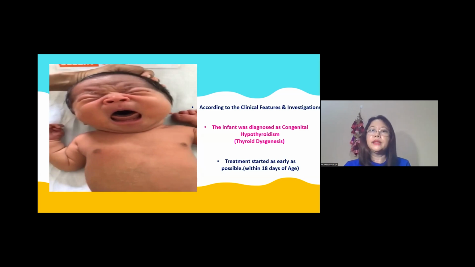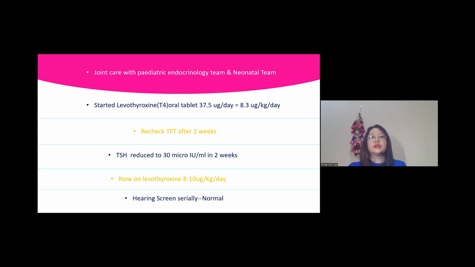And then we diagnosed the infant with congenital hypothyroidism, and we started the treatment as early as possible, within day 18 of age. So we did joint care with the pediatric endocrinology team and our neonatal team, and we started levothyroxine T4 oral tablet according to the standard dose. And then we rechecked thyroid function tests after 2 weeks. We found that TSH reduced to 30 microunit per mL in 2 weeks.